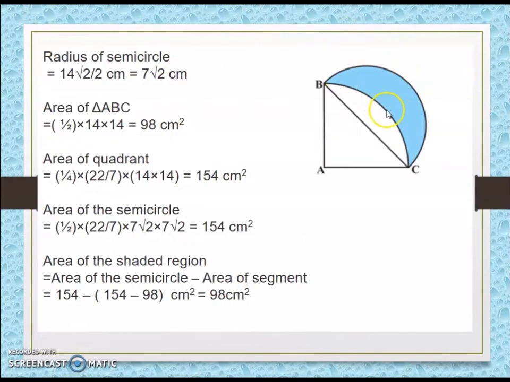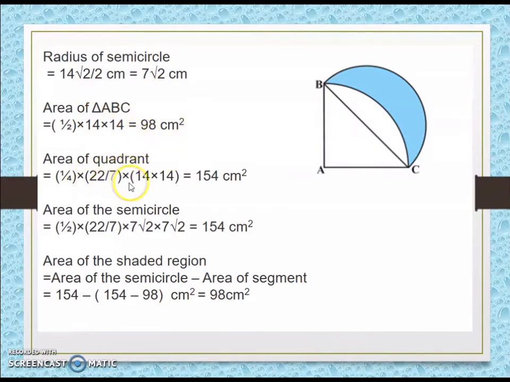Okay, this is the shaded region whose area you have to find out. So the entire semicircle's area minus the area of this segment will give you the shaded region. To find the segment, area of the sector minus area of the triangle. Area of triangle ABC, because it is a right angle triangle, is half into base into height, that is half into 14 into 14, 98 centimeter square.